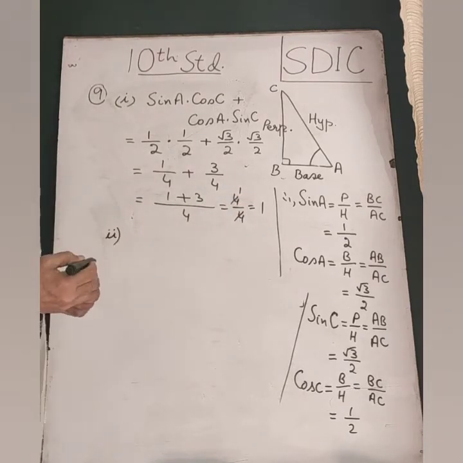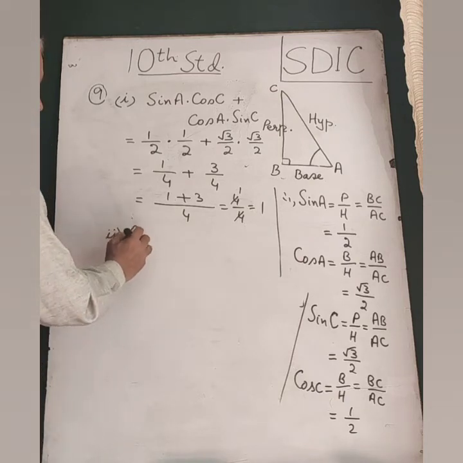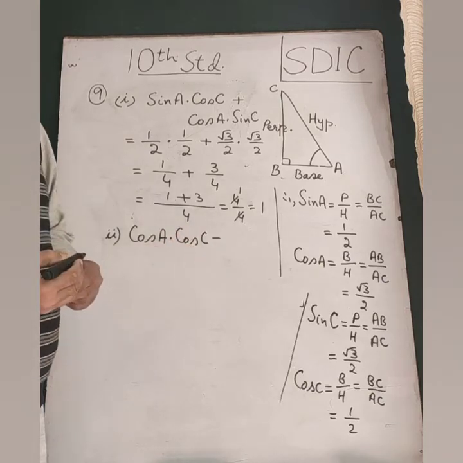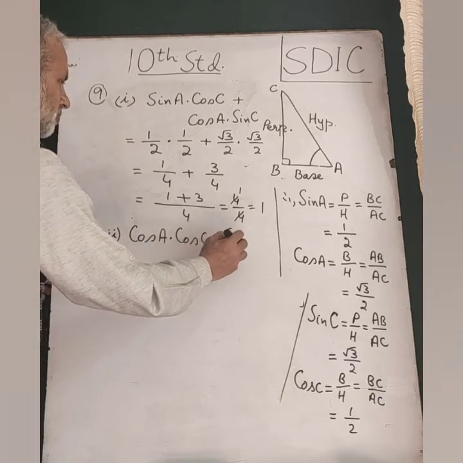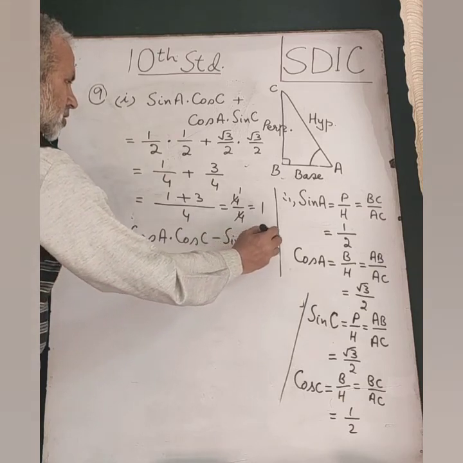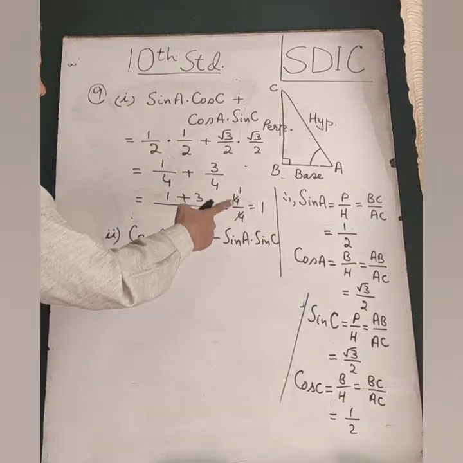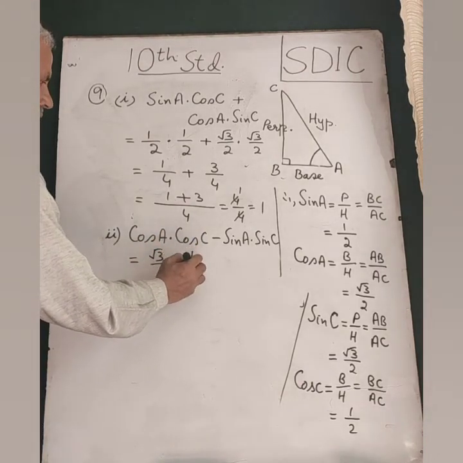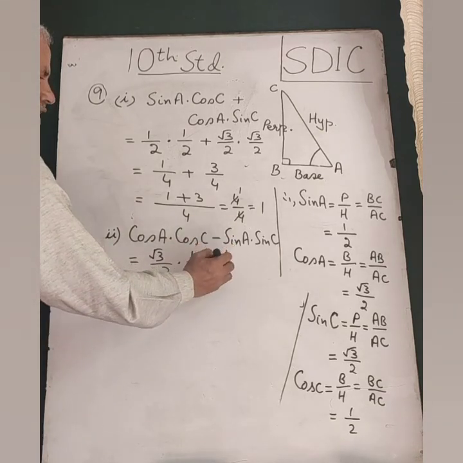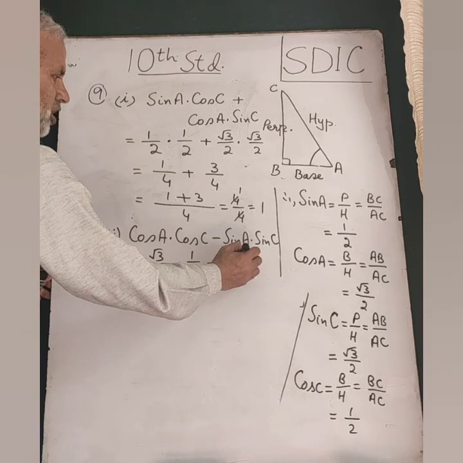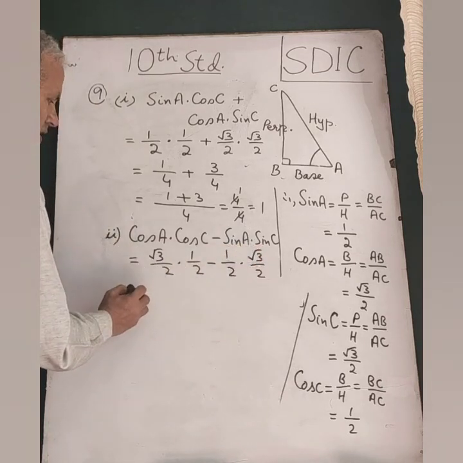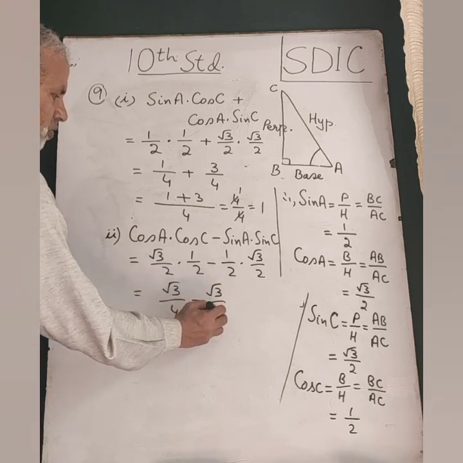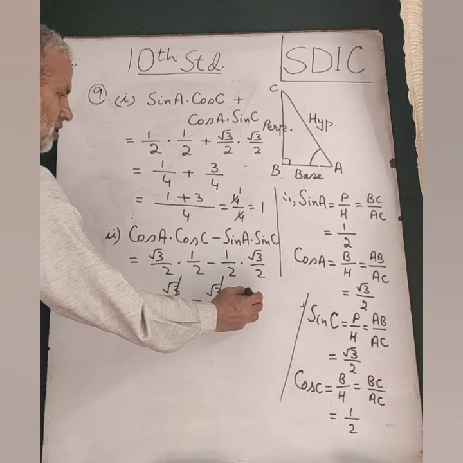Similarly, second part, we have cos A into cos C. This time it is minus there. Minus sine A into sine C. Use their values also. Cos A is under root 3 by 2 multiplied by cos C is 1 by 2, then minus sine A is 1 by 2 into sine C is under root 3 by 2. When you simplify, you will get under root 3 by 4 minus under root 3 by 4. Both these will cancel. The result is therefore 0.